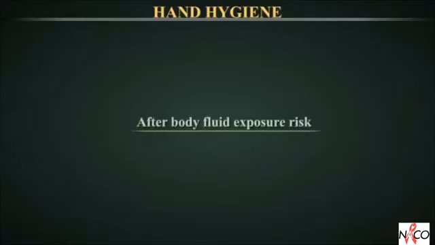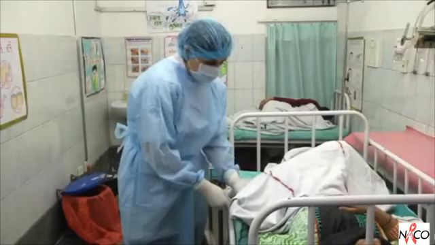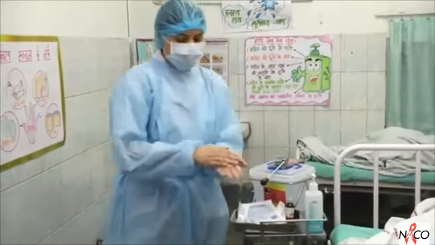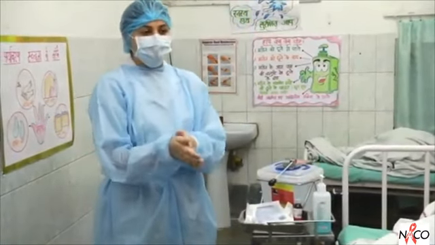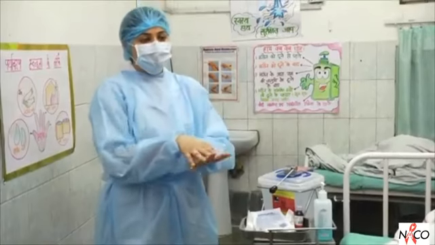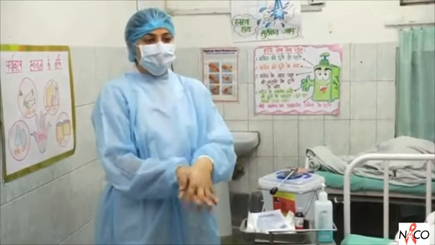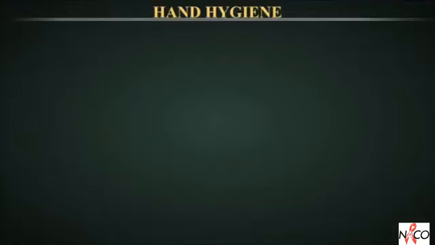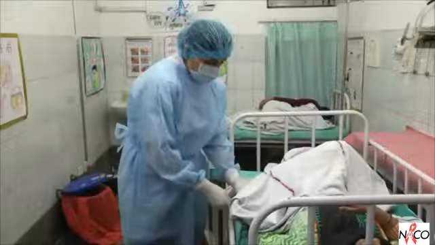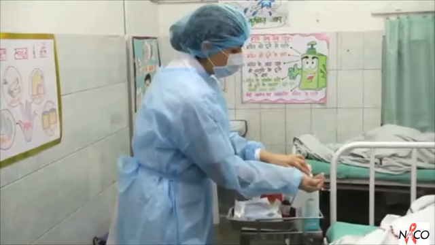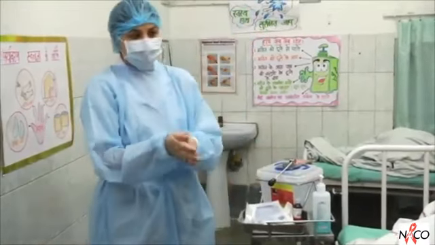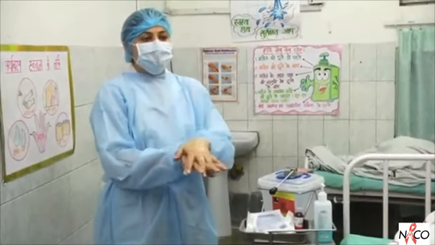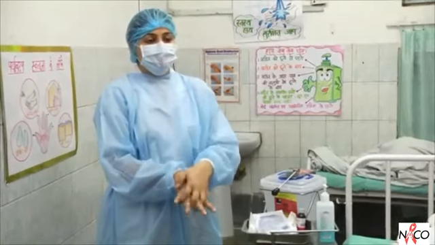After body fluid exposure risk, why? To protect you from colonization or infection with patients' harmful germs and to protect the healthcare environment from germ spread. When? Clean your hands as soon as the task involving an exposure risk to body fluids has ended, and after glove removal. After touching a patient, why? To protect you from colonization with patient germs and to protect the healthcare environment from germ spread. When? Clean your hands when leaving the patient's side after having touched the patient.